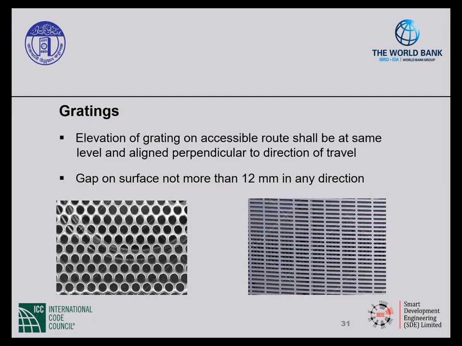Another thing to consider on the floor finish is a grating. Gratings are shown here in the slide. We have two different types. We have a circular grate and a linear grate. You want to make sure that the gaps in these gratings are not greater than 12 millimeters in any direction, and that they are flat and at the same elevation as the slope of the pavement around them. And in the case of a linear opening, such as on the right-hand side, that opening is aligned perpendicular to the direction of travel.